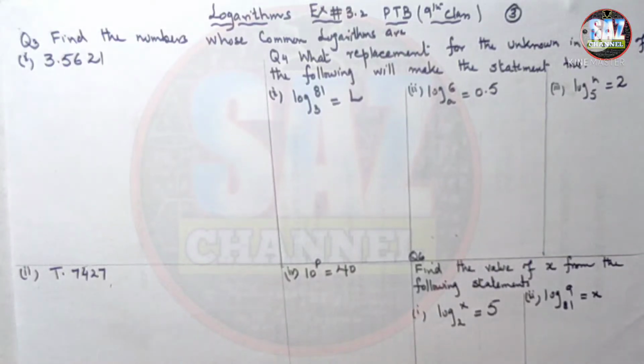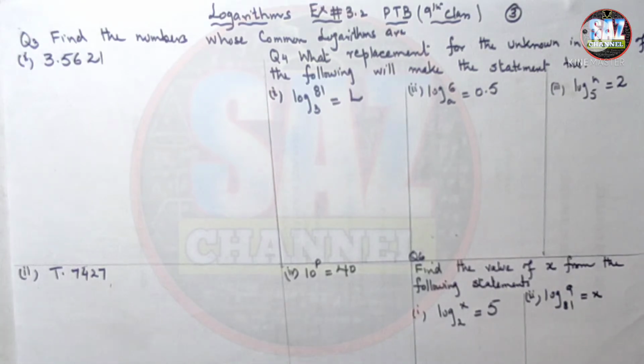This is my third lesson of the PTB 9th class science book, and exercise 3.2. This lesson is about logarithms. In this class, students, we will be learning and discussing how to find the numbers whose common logarithms are given. So please watch and understand this lesson carefully.